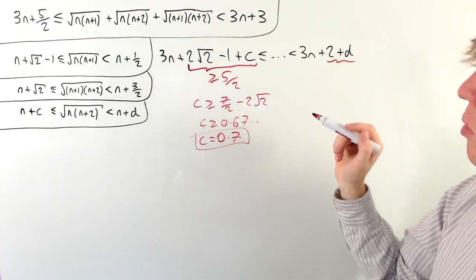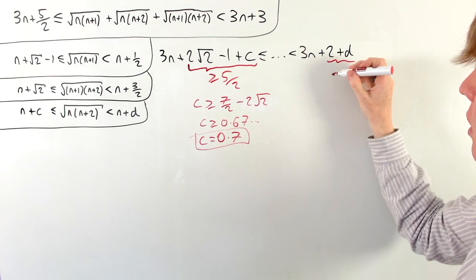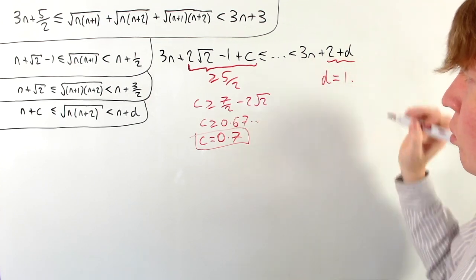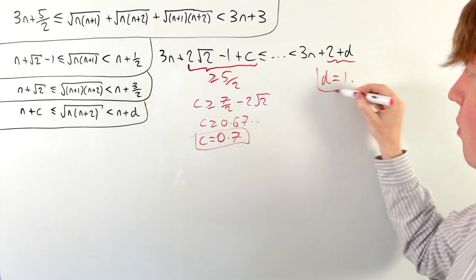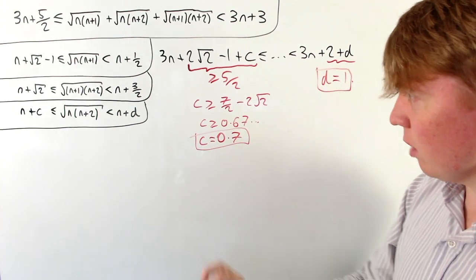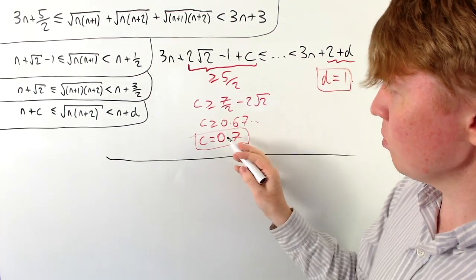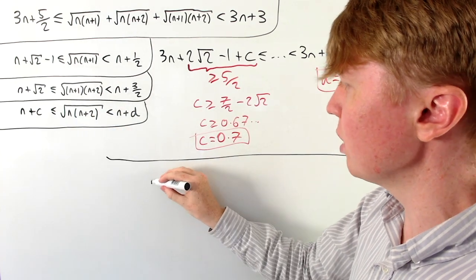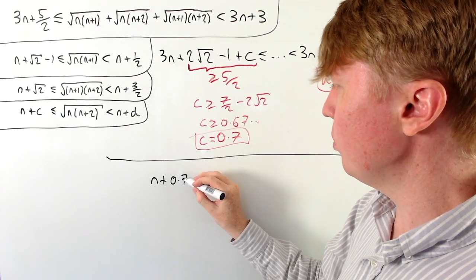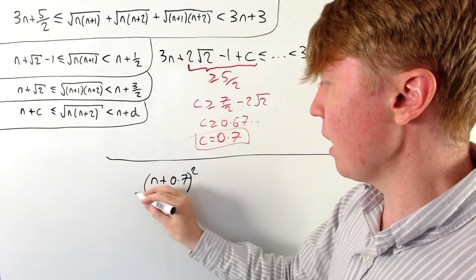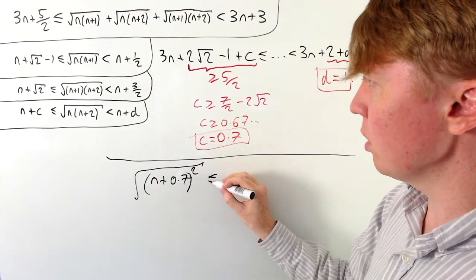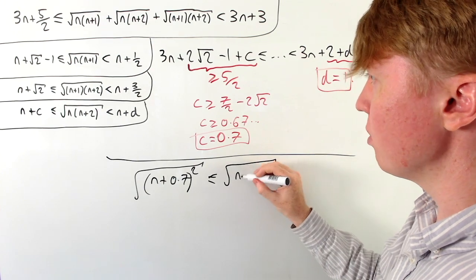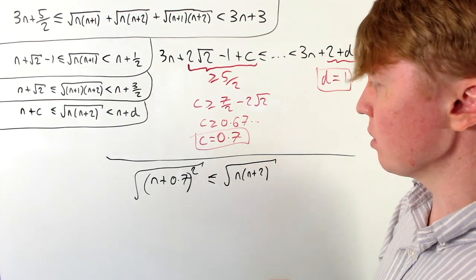We're trying to find an upper bound of 3n plus 3, so let's just take d equals 1 and see if this works for our upper bound. So now getting on to actually proving this, let's substitute in c equals 0.7 and we'll see if this works. So we would need the square root of n plus 0.7 all squared, and we want this to be less than or equal to the square root of n times n plus 2.